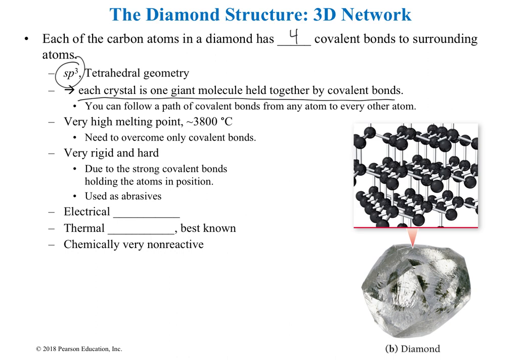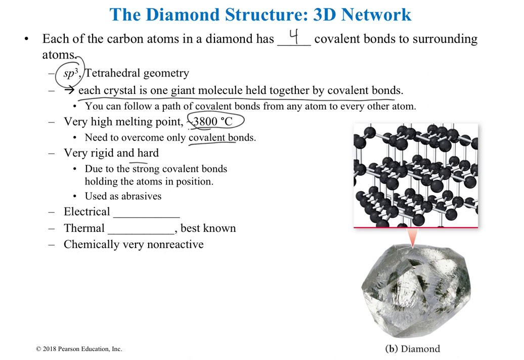And so because of this and all of those covalent bonds in all the directions, it has a very high melting point because you're basically having to break all of the covalent bonds. Because of that, it's very hard and rigid, and happens to have one of the highest measurements on the hardness scale.